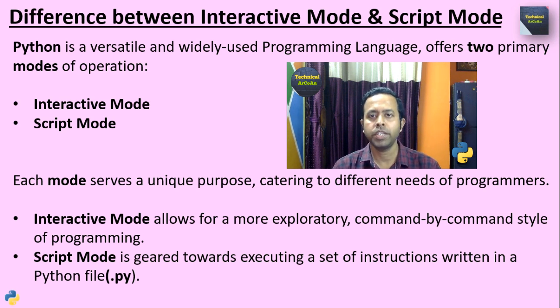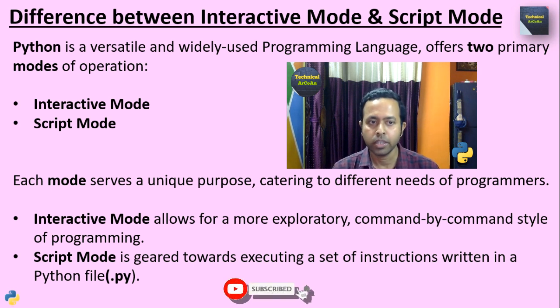So, what is the difference between interactive mode and scripting mode? Python is a versatile and widely used programming language, which offers two primary modes of operation. One is interactive mode and another is script mode. Each mode serves a unique purpose, catering to different needs of programmers. Interactive mode allows for a more exploratory, command by command style of programming, whereas script mode is geared towards executing a set of instructions written in a Python file, meaning a .py file.